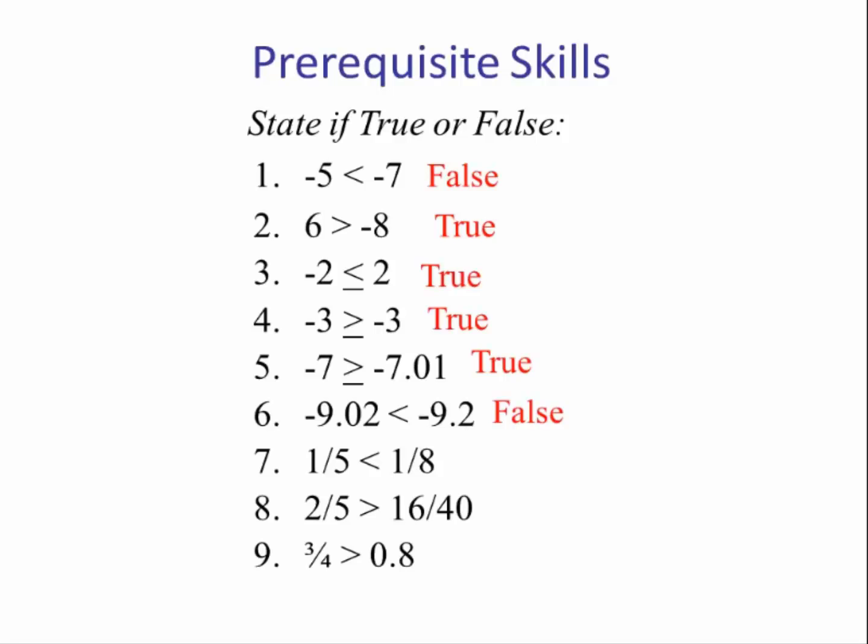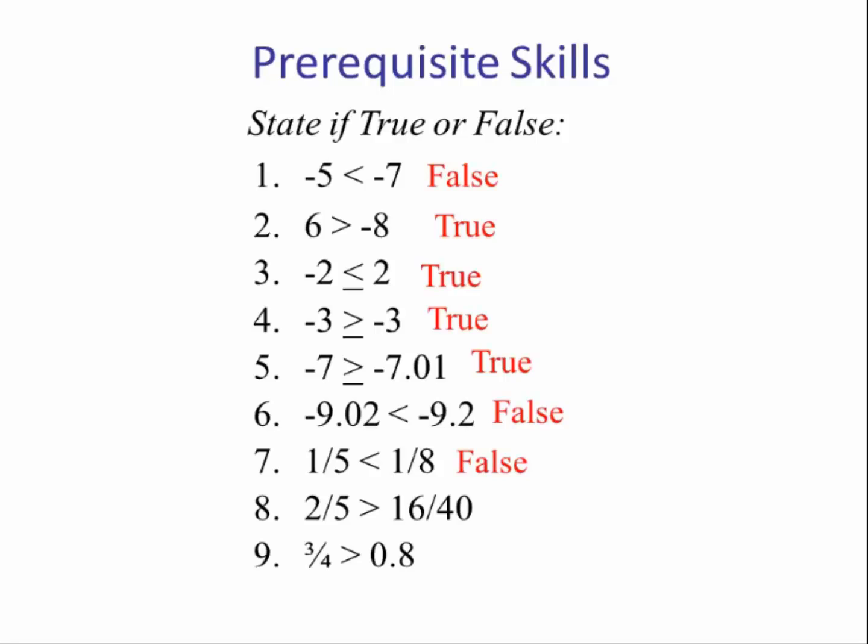Number 7: 1/5 is less than 1/8. This is false. 1/5 is larger than 1/8. We can verify this by using a calculator, taking 1 and dividing by 5, then 1 and dividing by 8, and we see that 1/5 is larger.